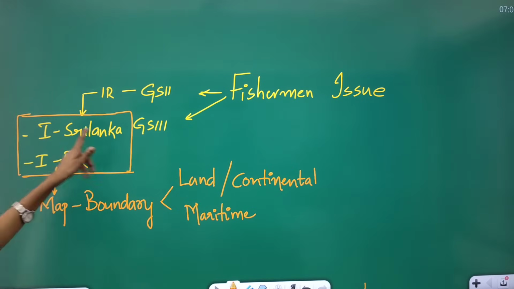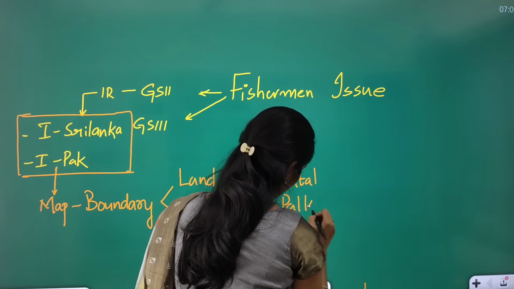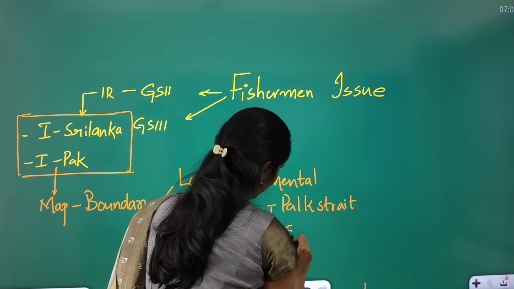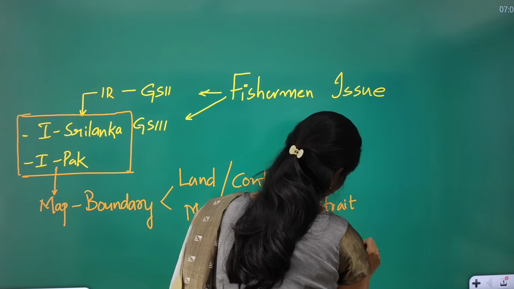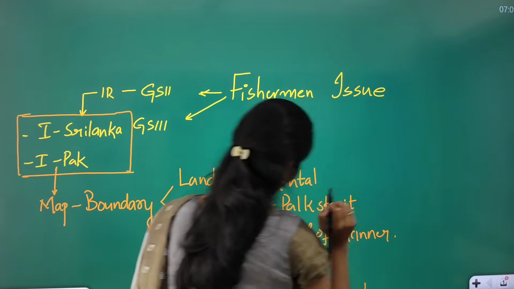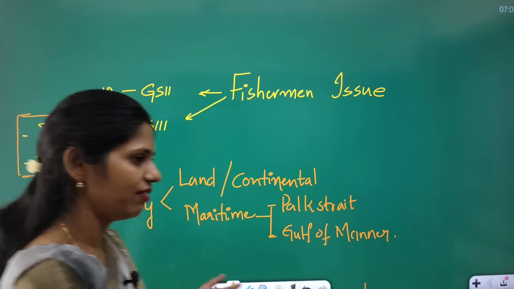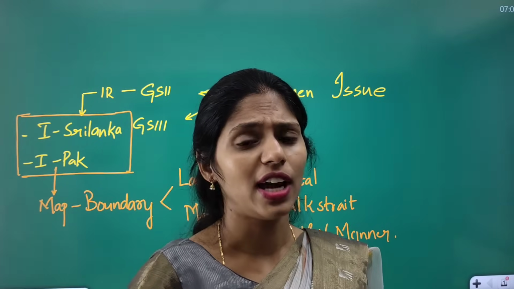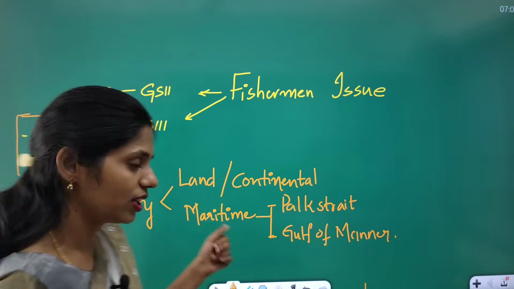Between India and Sri Lanka we don't have a direct land boundary, we have a maritime boundary. There we have the Palk Strait and next is the Gulf of Mannar. One more doubt will come. Yes, on land we have a definite boundary and we have a fence. But you may ask me a question: how can we draw the boundary in water?